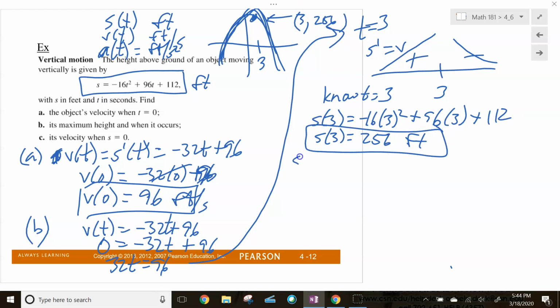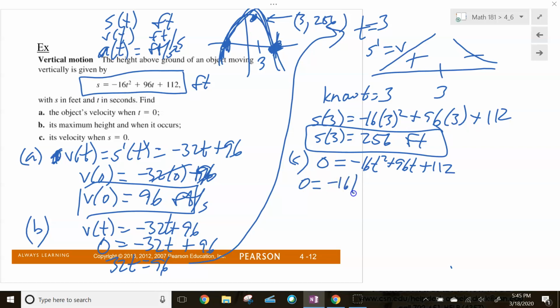All right, part C. What's its velocity when the position is 0? Well, I don't even know what time. I need to know what time this thing hits the ground, right? When is the position 0? At what time does it hit? When is the height 0? Let's find the t first, and then once I have that time, I can plug it in and find the actual velocity for when it hits the ground.